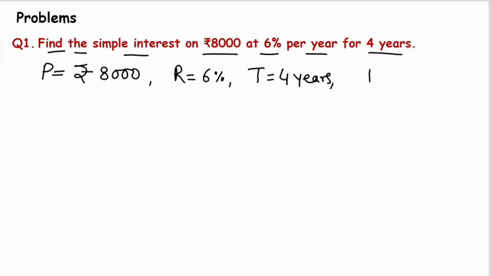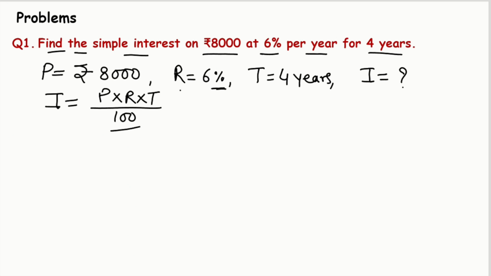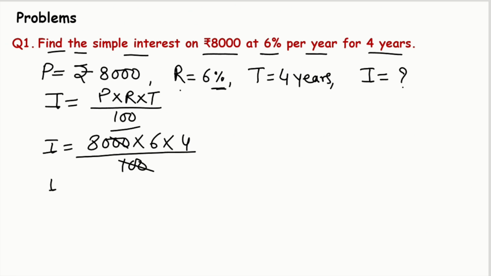and what we need to calculate? We have to calculate interest. So we have the formula for interest which is P times R times T over 100, where 100 is nothing but the adjustment of this percent which is associated with the rate of interest. So I is equals to 8,000 times 6 times 4 over 100. This 20 will be cancelled with these 20. So I is equals to 80 times 6 times 4.